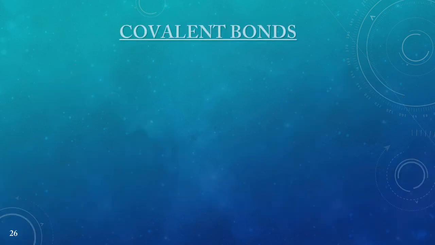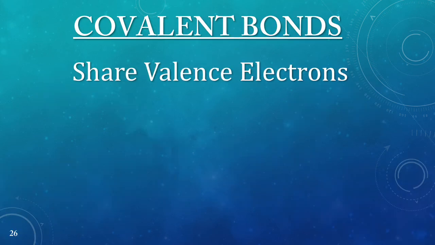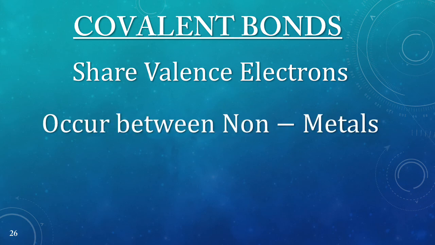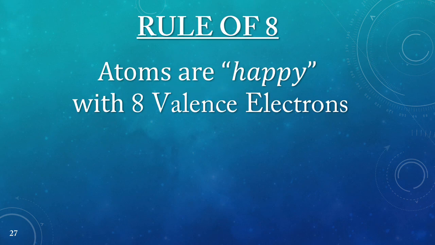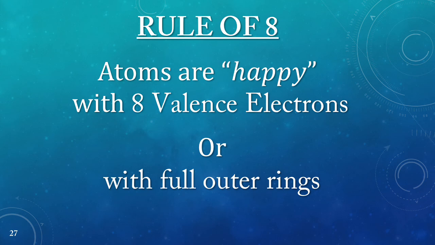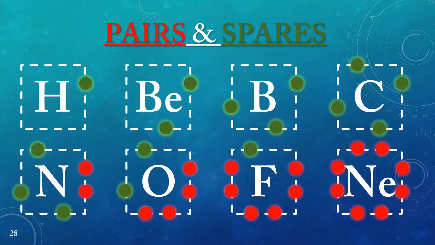And so, first of all, covalent bonds share valence electrons, and they occur between non-metals. Pretty basic there. We had the rule of 8. We said atoms are happy with 8 valence electrons, but we did add a little bit more to that today, or they have full outer rings. We talked about pairs and spares. Okay, the hydrogen has one spare, so it has one green light to go and park somewhere. Oxygen has 2 green lights. Fluorine has 1. Carbon has 4.